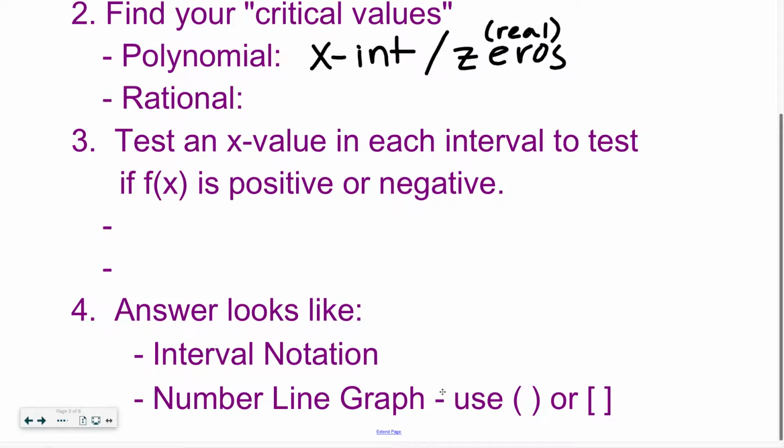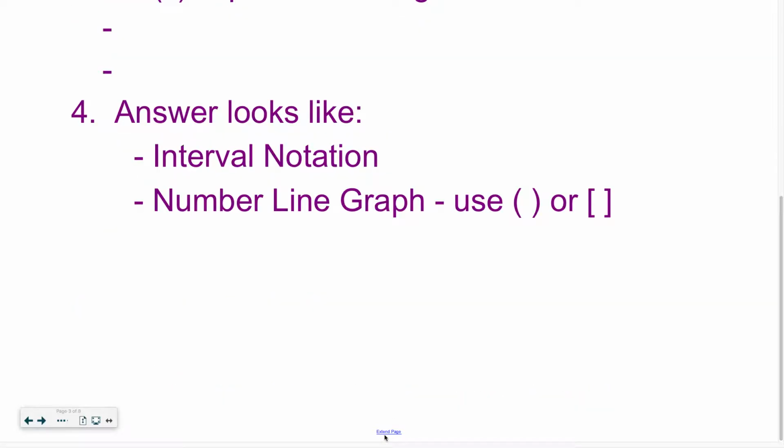And then step 4 is to write out your answer. So now you've done all this work to test the intervals, but now you have to answer, like we did from the graph, where those intervals are. So if I gave you a graph, you could all do this. You would look for when it's above or below the x-axis.